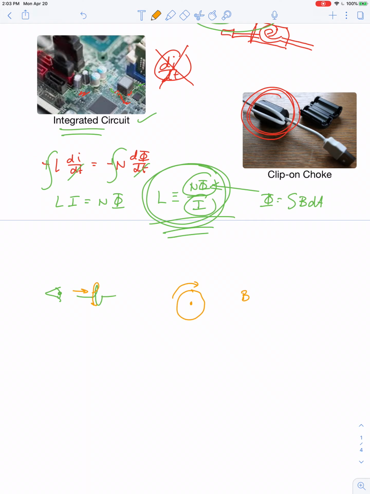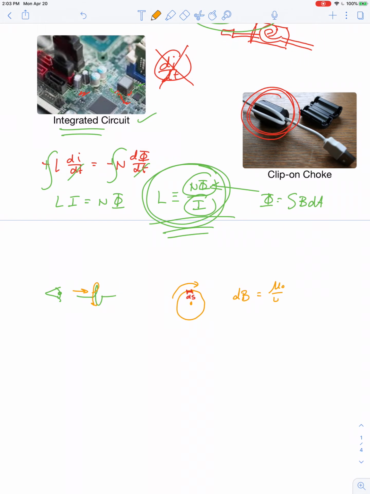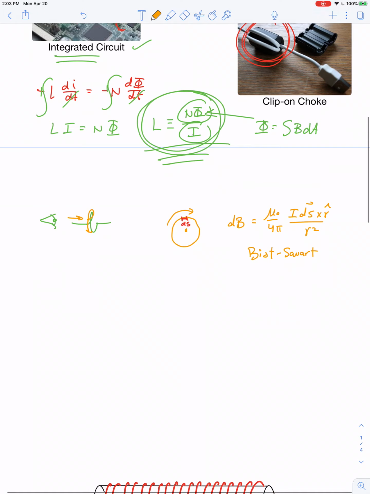Actually, we'll start with the law of Biot-Savart. A little bit of magnetism just from a small segment of that loop that we call ds. That little bit of magnetism is equal to μ0 over 4π times I ds cross r hat over r squared. That's the law of Biot-Savart. So if I want to find the total magnetic field inside of the loop, then I need to add up all the contributions from every little segment ds.